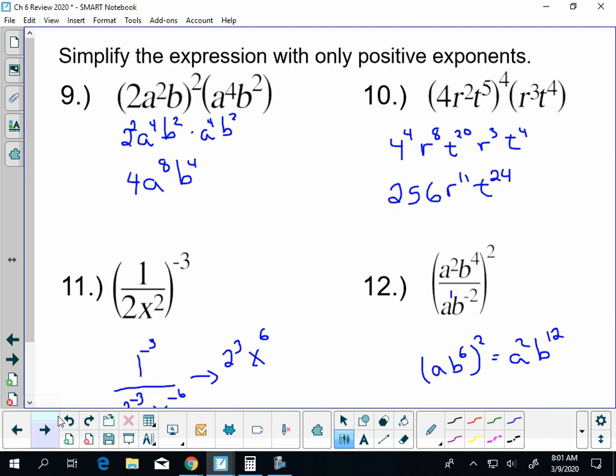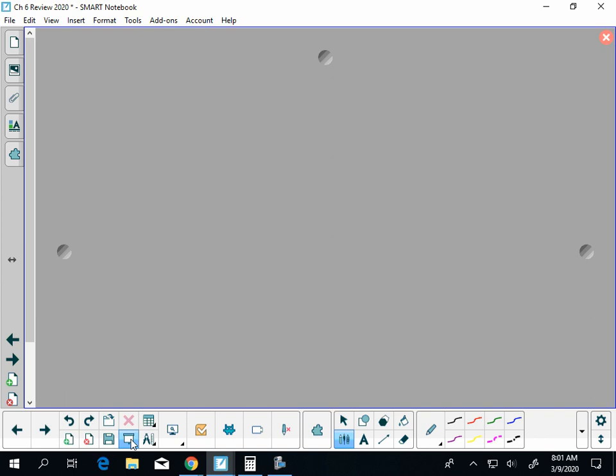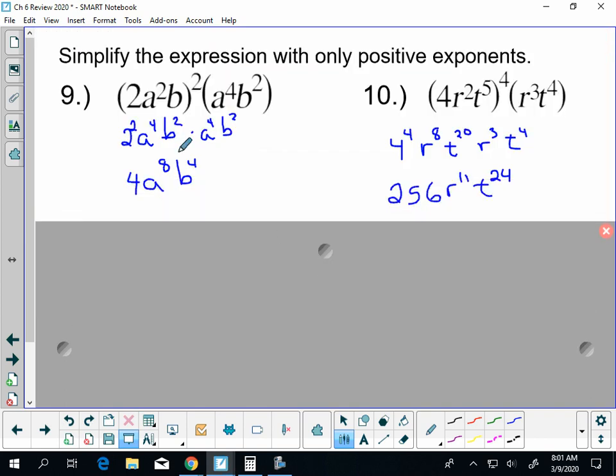On number 9, we've got a lot more going on here. On that one, we've got a power of a power, and that's what I'm going to do first. So I need to apply it to the 2, to the a, and to the b. That's where that 2 squared, a to the 4th, b squared comes from. And then this one, right here, I just left that alone for a second. 2 to the 2nd gives me 4. A to the 4th times a to the 4th is a to the 8. B squared times b squared is b to the 4th. Final answer.